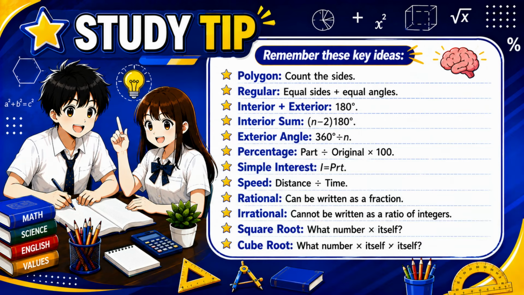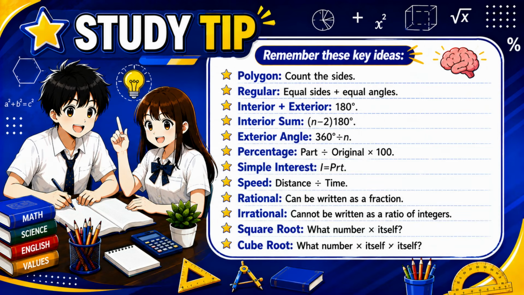Next, percentages are useful in everyday life. We use percentage increase and decrease to compare changes in prices or quantities. We also use percentages to calculate discounts, commissions, taxes, and simple interest. Rates help us compare quantities with different units. Speed is one common example. Remember that speed equals distance divided by time.